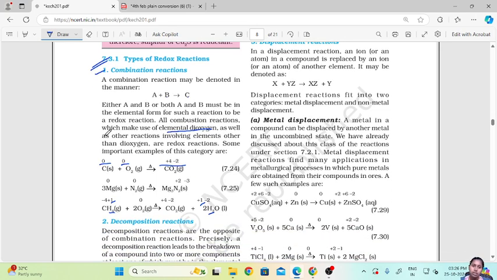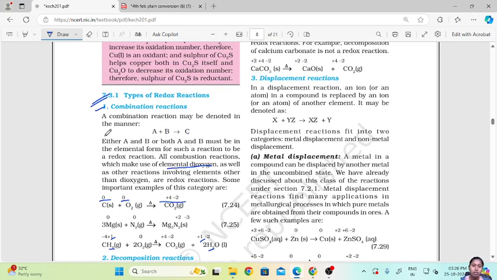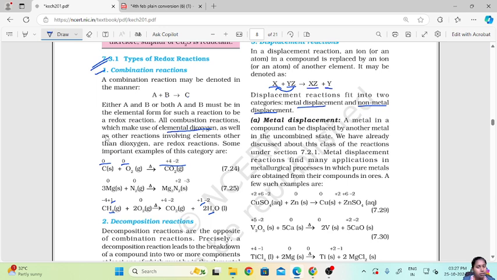Now the displacement reaction. In a displacement reaction, an ion or an atom in a compound is replaced by an ion or an atom of another element. It may be denoted as displacement. You replace or exchange the components with each other. For example, X plus YZ. So Z is taken from Y by X, and it becomes XZ plus Y. Displacement reactions fit into two categories: metal displacement and non-metal displacement.